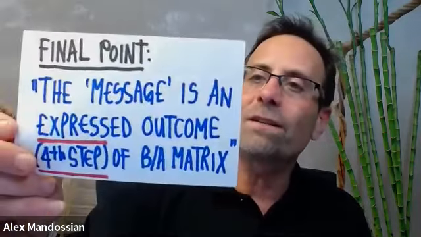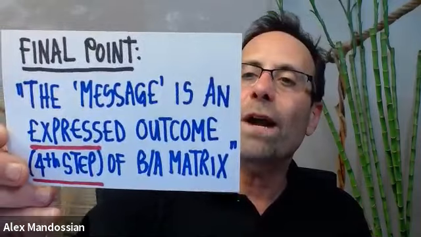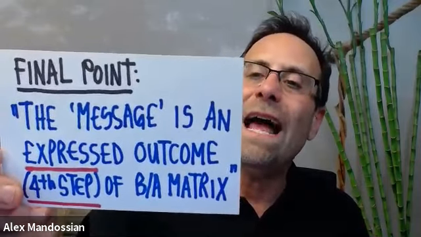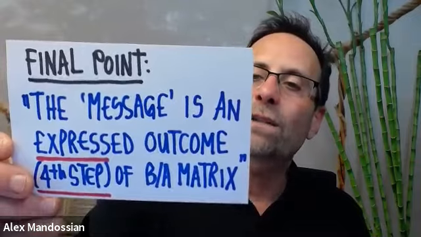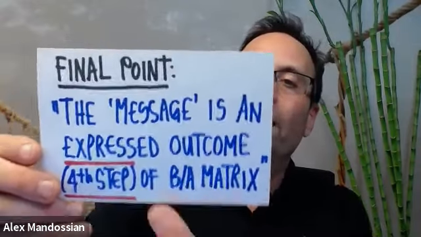My final point is this. The message is an expressed outcome, the fourth step of the before and after matrix. The message, or your product, is the expression or the outcome from the before-after matrix. That's why it comes last. So yeah, you can talk about the target segment, right? But the segment is the big group, the before is an individual, and the after is an individual, and then what are we going to give these people?